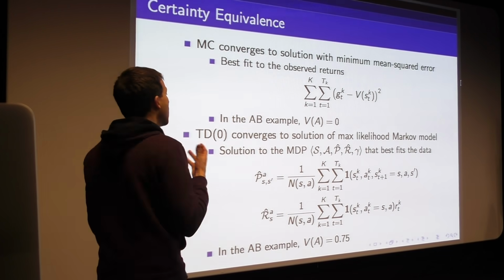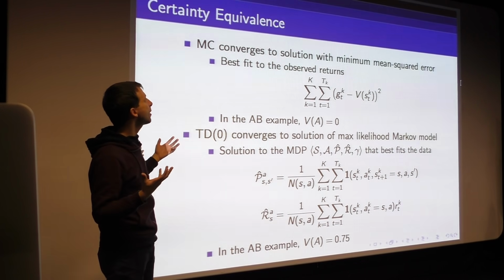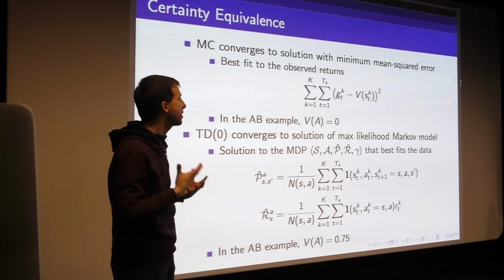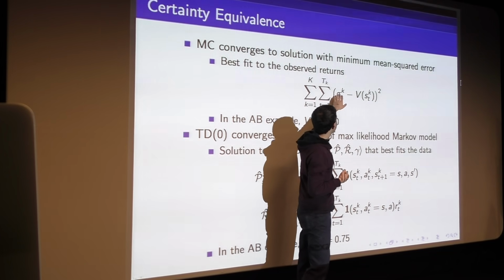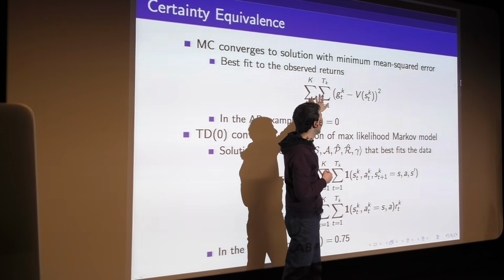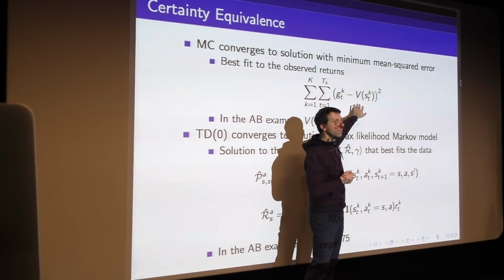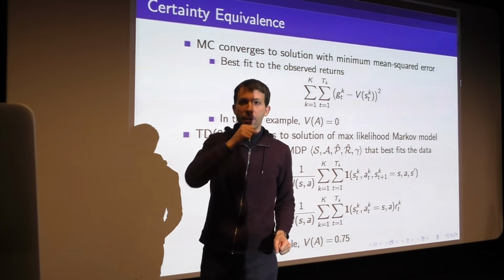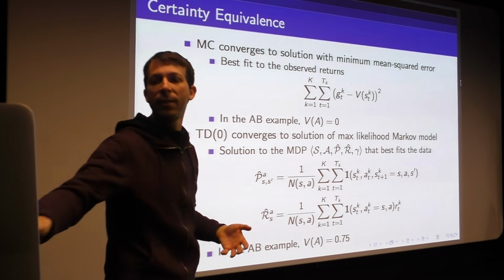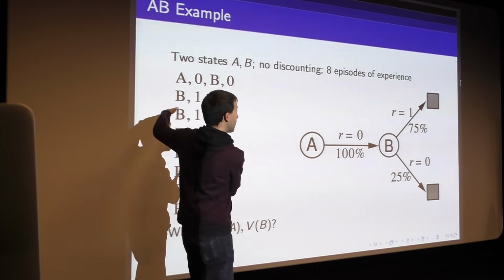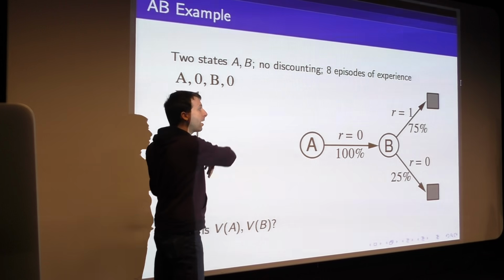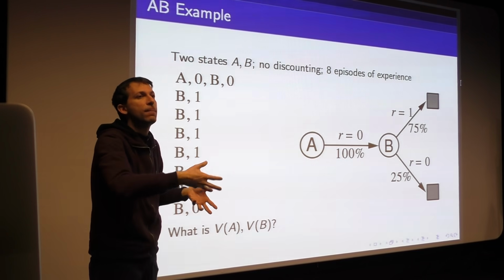So now we understand that, we can see what these converge to. Monte-Carlo always converges to the solution that minimizes the mean squared error. So it finds the best fit to the actual returns that we've seen. If we saw these particular returns, Monte-Carlo just minimizes the mean squared error over all time steps, all episodes. It minimizes the difference between the return that we saw and the value function. Whereas TD0 actually converges to the solution of the MDP that best explains the data. So implicitly what TD is doing is it first fits an MDP, and then it solves for that MDP. Whatever data you've seen so far, it will find the solution to the maximum likelihood MDP model that explains that data.